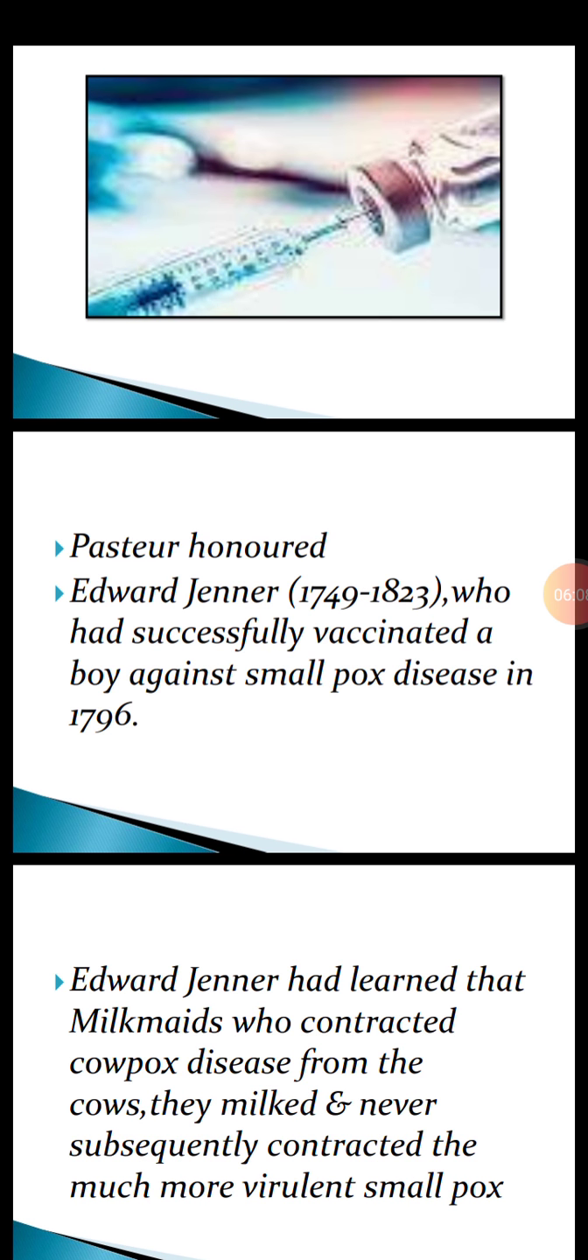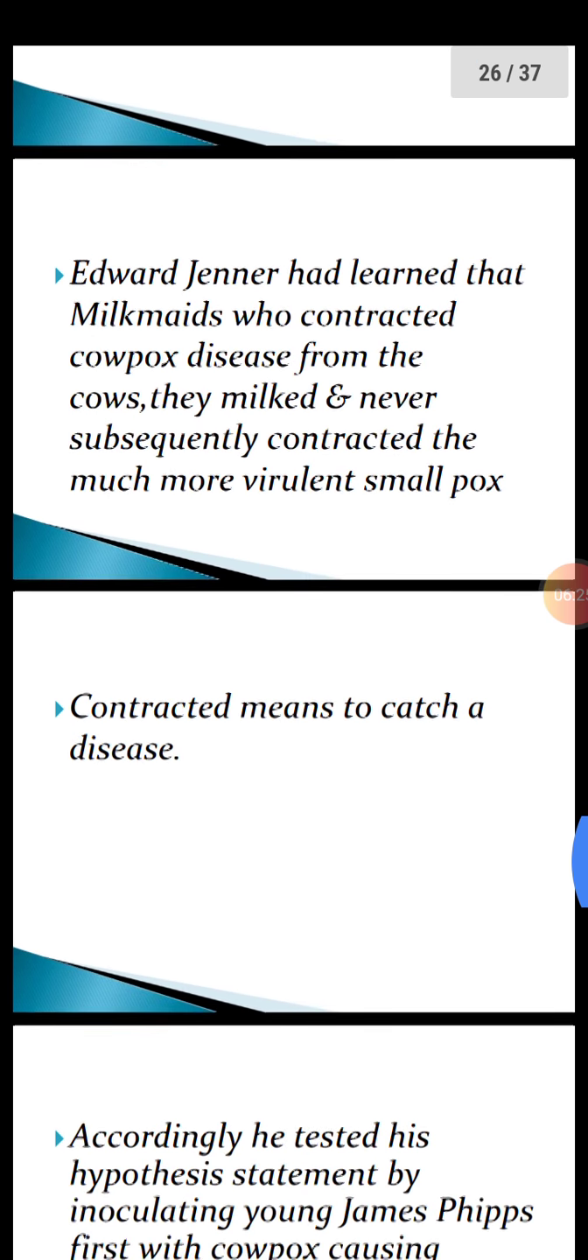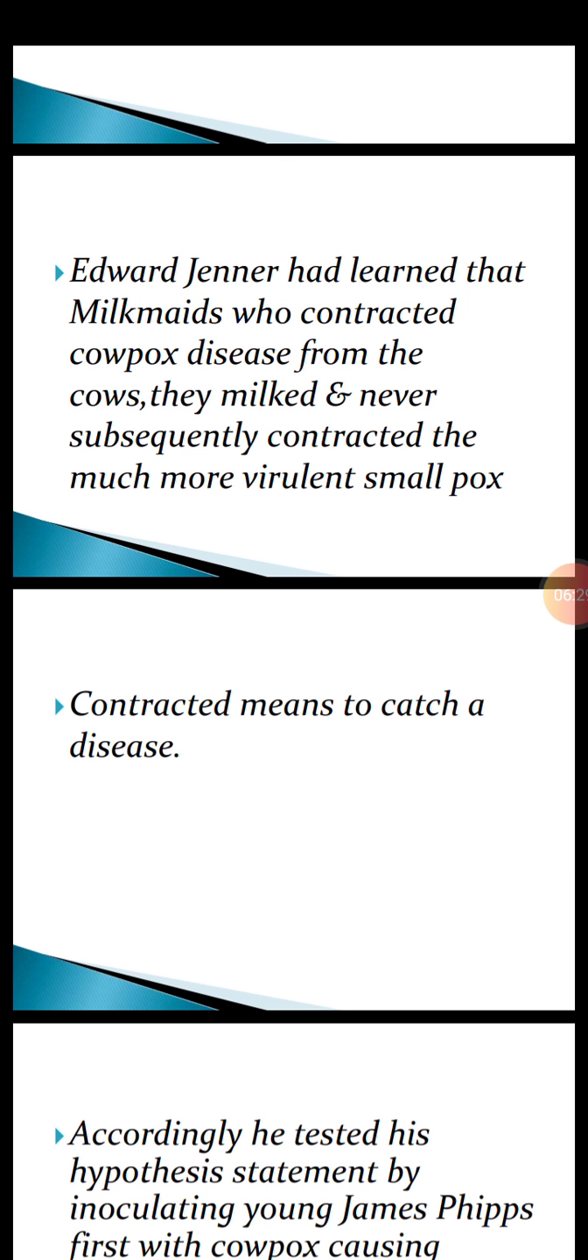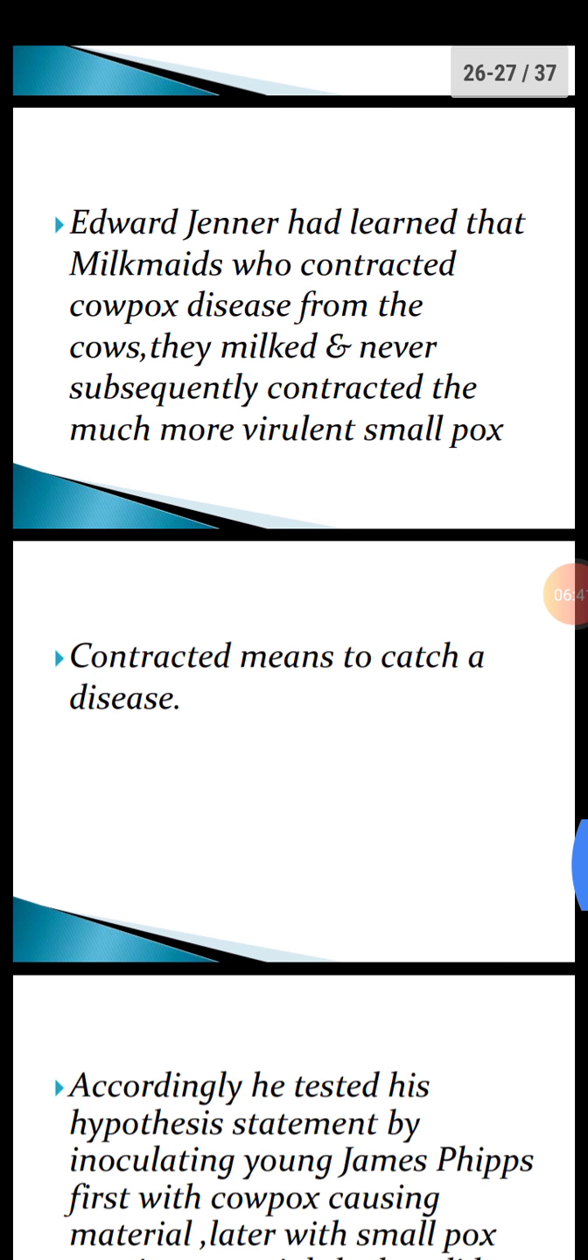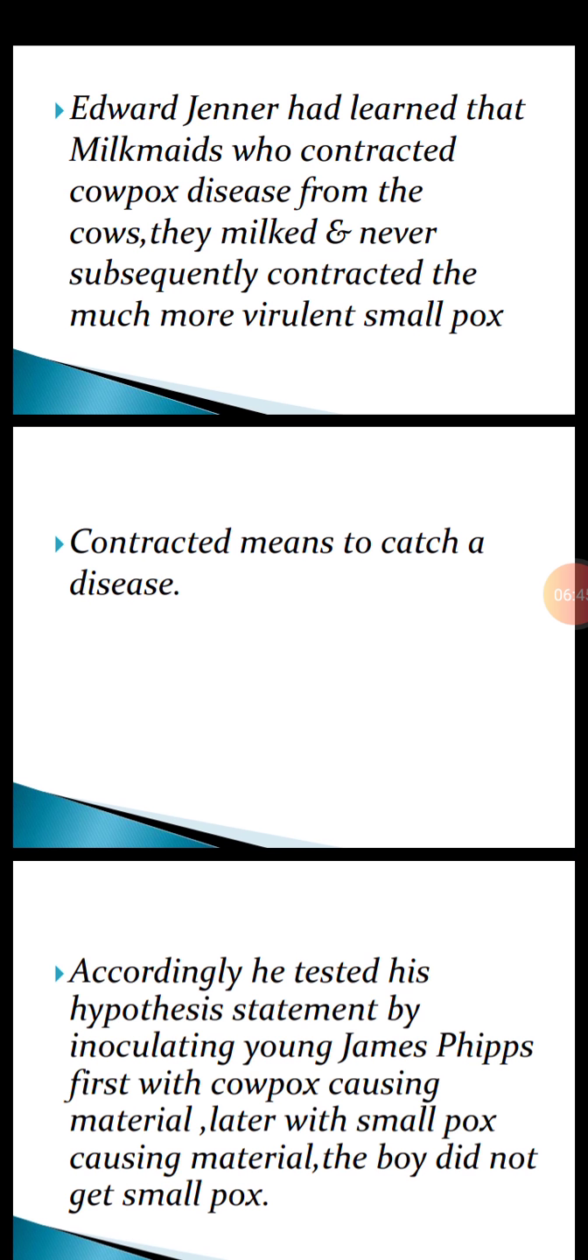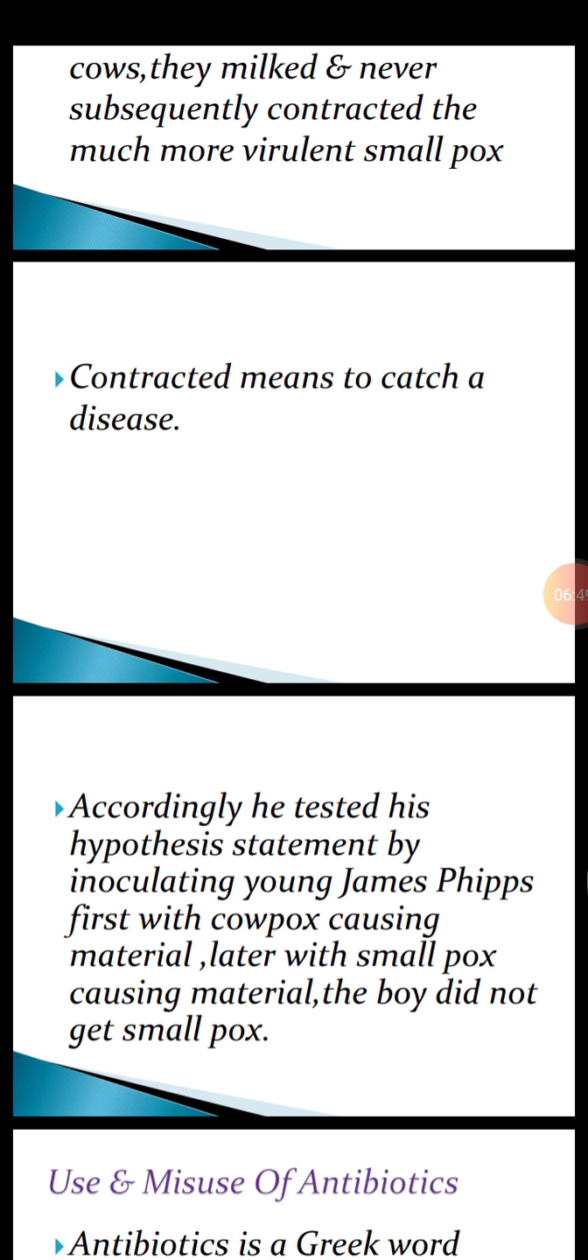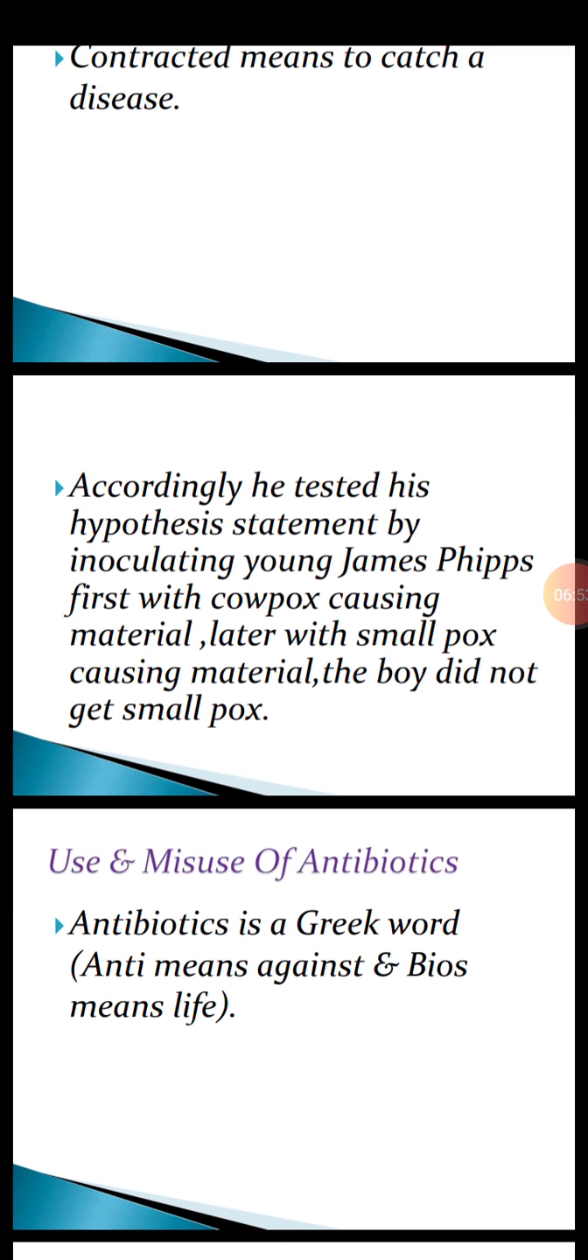Pasteur honored Sir Edward Jenner, and his time period was from 1749 till 1823. Edward Jenner had successfully vaccinated a boy against another disease, smallpox, in 1796. Edward Jenner had learned that milkmaids who contracted cowpox disease from the cows they milked never subsequently caught the much more virulent smallpox. That is, they developed immunity. To contract a disease means to catch a disease, to get infected. Accordingly, he tested his hypothesis by inoculating young boy James Phipps, first with cowpox causing material and later with smallpox causing material, but the boy didn't get smallpox.